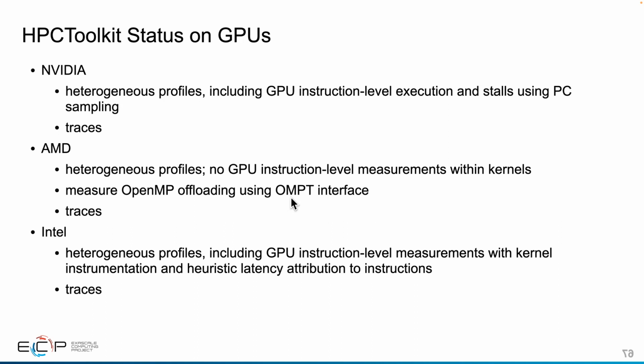We can measure OpenMP offloading using the OMPT interface. And so you get OpenMP offloading, just like I showed for games, which was running on Perlmutter. We get the same sorts of views on Crusher as well. Intel GPUs, we can also collect these heterogeneous profiles. We can get the instruction level performance measurements, as I showed with Pele-C. We can see where we're spending our time doing subscript calculations, and we can get traces just like the ones I showed you for games.